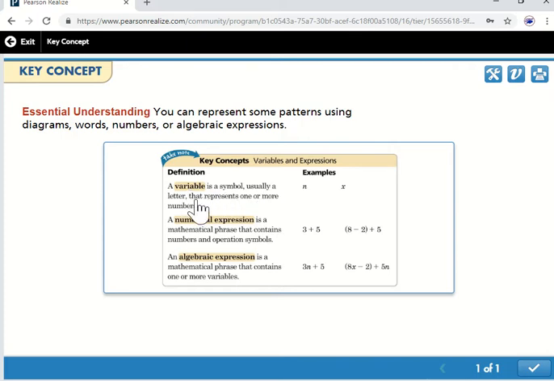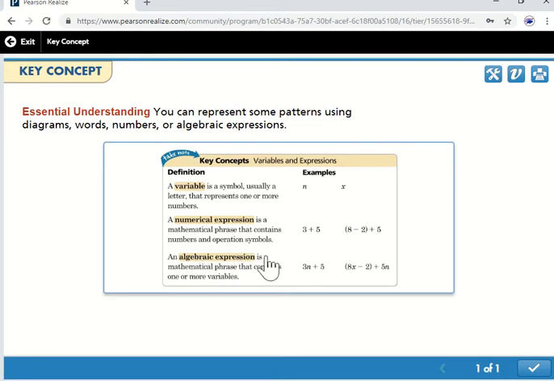Symbol, usually a letter that represents one or more numbers. So here's a couple examples of variables. A numerical expression is a mathematical phrase that contains numbers and operation symbols. So there's an example of a numerical expression. Here's another example of a numerical expression. Again, these wouldn't include any variables, just numbers and operations like plus, minus, multiply, and divide.